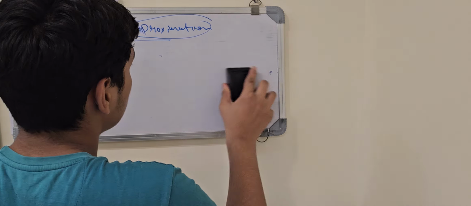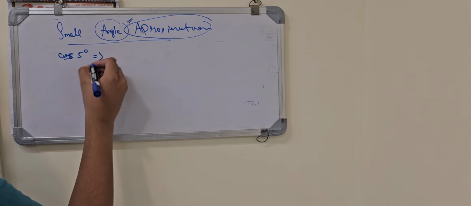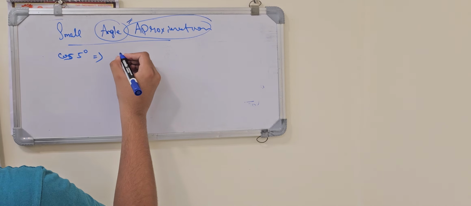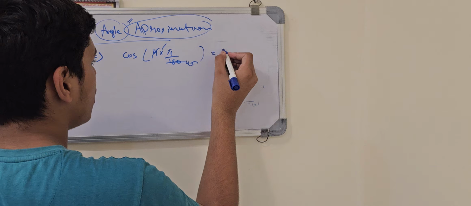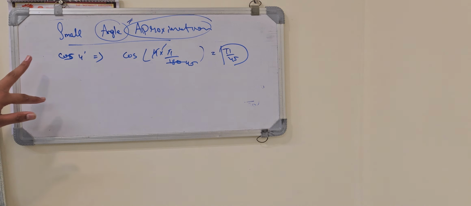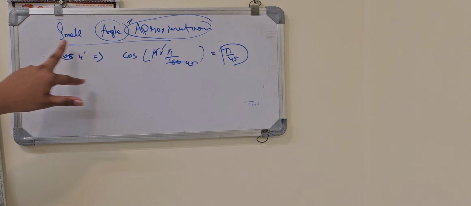Now if I tell cos 5 degrees, this cos 5 degrees is equal to how much? Tell me quick. 5 multiplied by pi by 180. Not 5 degrees again, take it as 4 degrees. Cos 4 multiplied by pi by 180. You have learned the table, so from that table you can directly understand: 4 fours are 16, 4 fives are 20. So this is equal to pi by 45 in radians. So degrees into radians, this is in radian form.